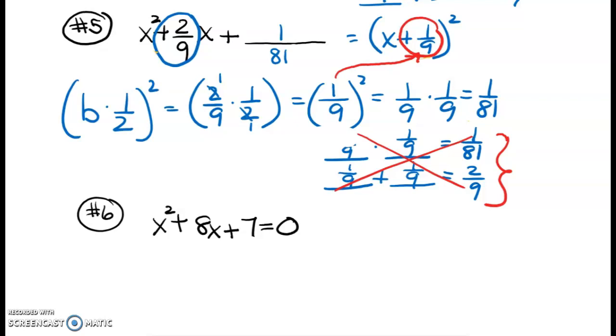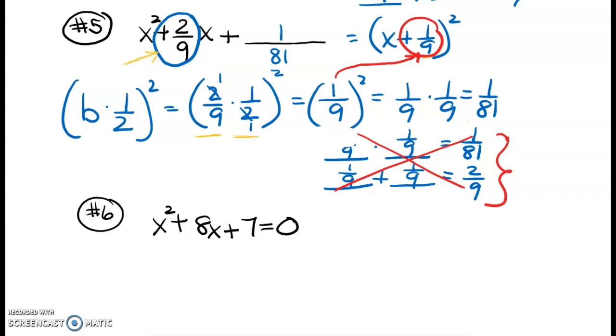So when we start with x squared plus 2/9 x, what do we need to add to turn that into a perfect square? Well, we have to find our b value. In this case, our b value is 2/9. And from our discussion at the beginning of the last video, we know that if we take our b value and we multiply it by 1/2, and then we square it, we get the number we need to turn this into a perfect square. So we put in our 2/9 and we multiplied it by 1/2.